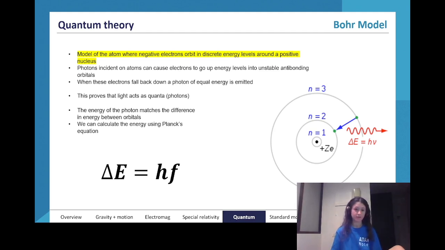Photons incident on atoms can cause electrons to go up in energy levels. What this means is that if a photon, which is a particle of light, interacts with an atom, it's going to give the atom all of its energy. As a result, some of the electrons are going to have all this extra energy and jump out of the atom. When the electrons fall back down to lower energy levels closer to the nucleus, then a photon of equal energy is going to be emitted.